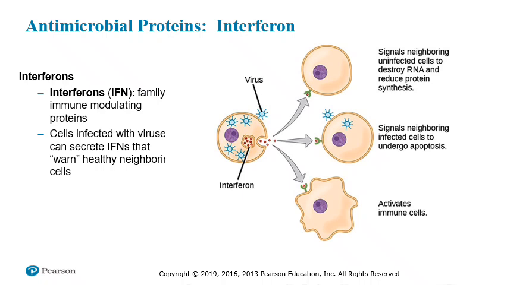Interferon is a family of immune modulating proteins. Whenever an infection gets into our body, the cells that are infected with the virus can secrete interferons, and these interferons will warn the healthy neighboring cells of the possible risk. They can feel the microorganisms inside them. They're already infected and can sense their infection, so they start producing interferon and release it outside. This interferon is like an alarm.